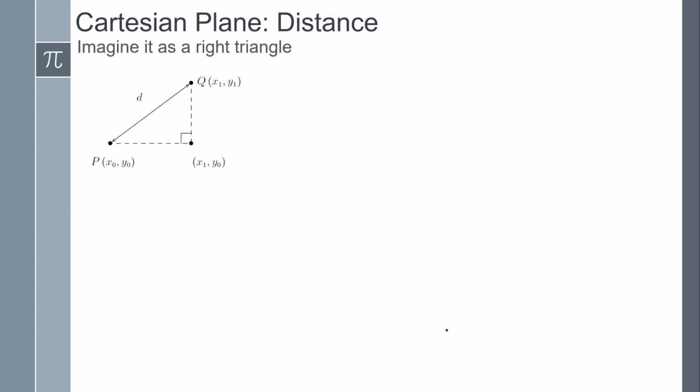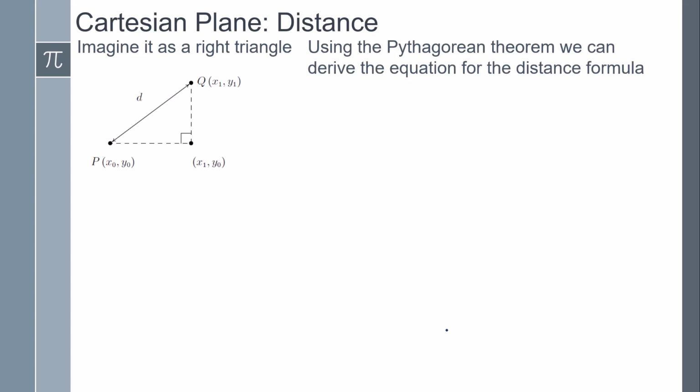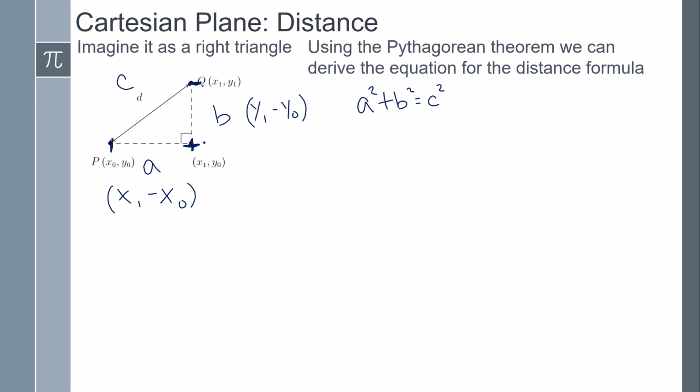Now, if I have a right triangle, we can use the Pythagorean theorem. A squared plus b squared equals c squared. So, if this is a, b, and c, that means that to find a, I'm going to take this value and subtract it from this value. That's how to find any straight distance, you just subtract them. And then for b, I just subtract y sub 1 and y sub 0. So that's my a, that's my b, and my c equals d.